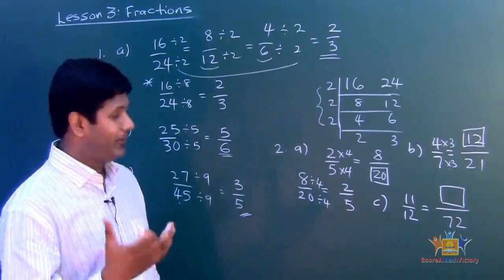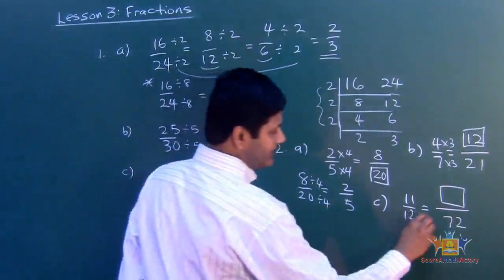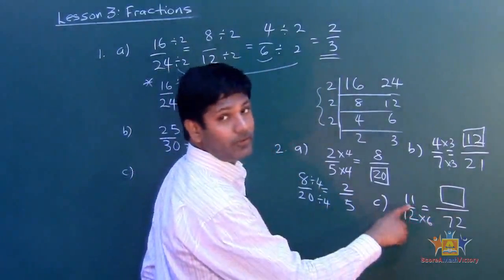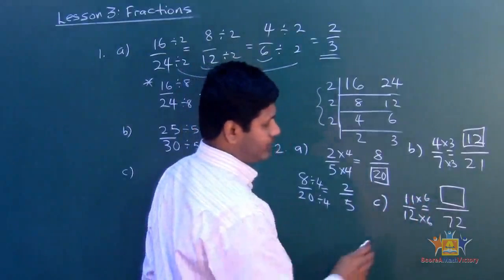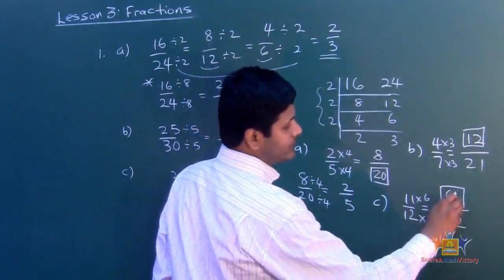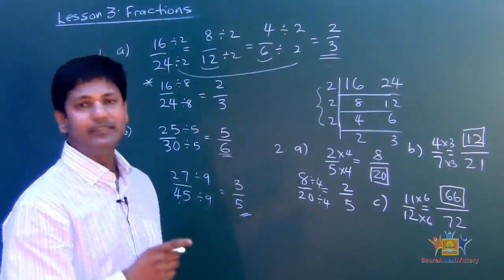12 times 6 equals 72. See that? So if I multiply 12 by 6, what do I do to the 11 also? Also times it with 6. So 11 times 6 is 66. The missing number in the box is going to be 66.